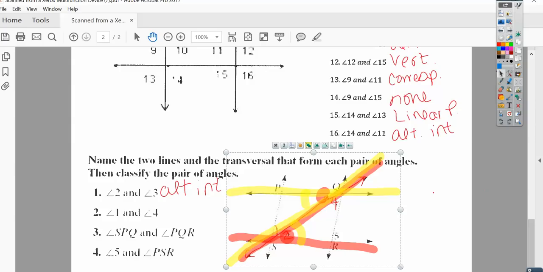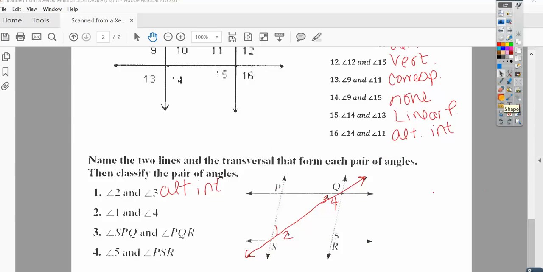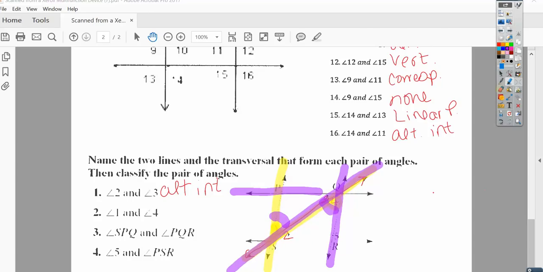Okay? So if I now look at angle 1 and angle 4, angle 1 is here, angle 4 is there. So angle 1 uses this line and this, oops. I don't know why it doesn't erase for me. It just doesn't like me, I guess. Angle 1 uses those two lines. And angle 4 uses those two lines. So that's this angle and that angle. Again, they are alternate interior.